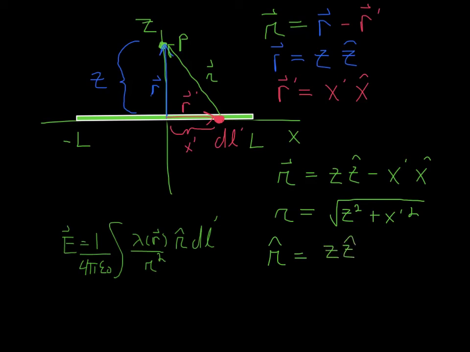z hat minus x prime x hat divided by z squared plus x prime squared. Great, we're getting a lot warmer. So step 5 would be to convert the unit vectors into Cartesian, and then we're already there.